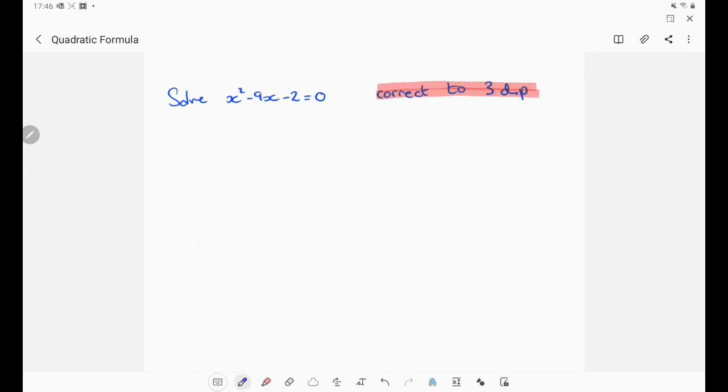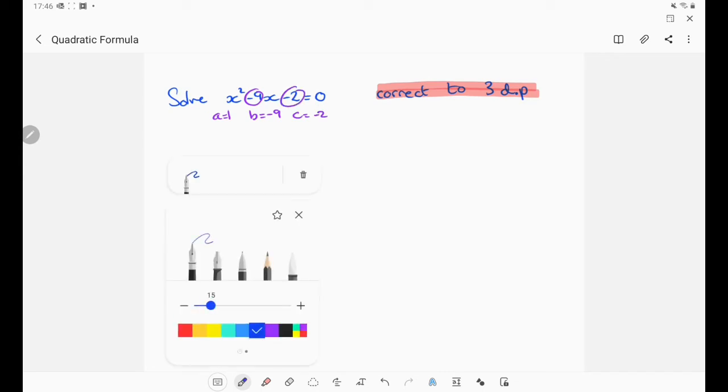So same as before, step 1, we are saying a equals 1, because that's the bit at the front. b equals -9, because we take the whole thing. And c equals -2. Again, we take the whole thing. We then go to our quadratic formula.